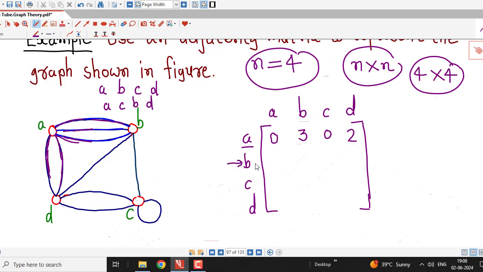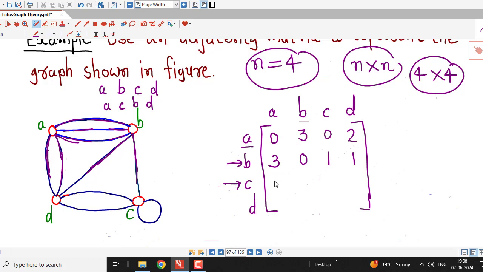So for this second row we start with B to A. Again it is clear that there are 3 edges from B to A also. There is no loop at B, that is there is no edge from B to B itself. There is one edge from B to C, therefore we write 1 here. There is one edge from B to D also, therefore we write 1 here. Now we check from vertex C. How many edges are there from C to A?